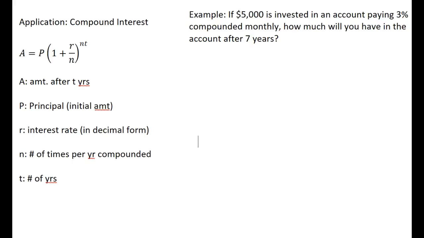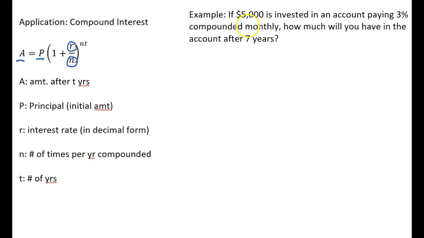One of the most common applications of exponential functions is compound interest. And this is our compound interest formula. A is the amount you have in your account after t years. P is the principal, the initial amount of money you put into the account. R is your interest rate, and it's got to be in decimal form. N is the number of times per year you're compounding your interest. So if it's compounded quarterly, n would be 4. If it's compounded monthly, n would be 12. If it's compounded daily, n would be 365. And t is the number of years that you're leaving your money in the account.